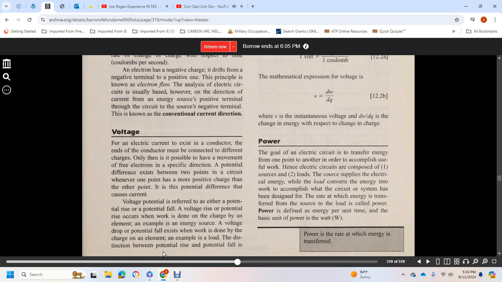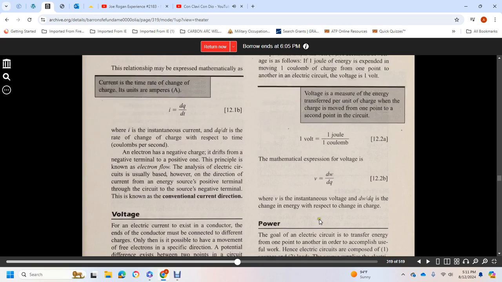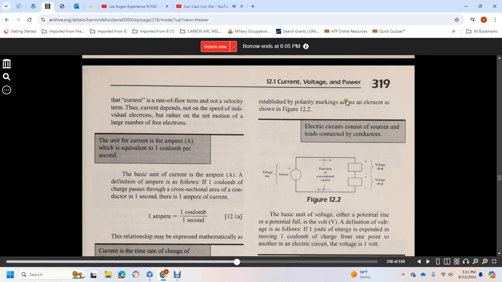Voltage potential is referred to as either a potential rise or a potential fall. A voltage rise, or potential rise, occurs when work is done on a charge in an element, for example an energy source. A voltage drop, or potential fall, exists when work is done by the charge in an element, and the example is a load. The distinction between potential rise and potential fall is established by the polarity marking across all elements, figure 12.2.